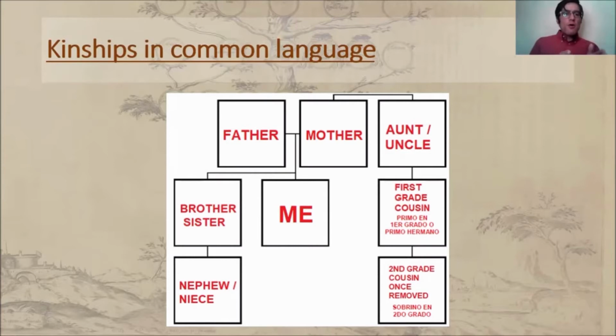Why hermano or sibling? Because they are the sons or daughters of the sibling of your mother or father. That is why it's called primo hermano, or literally translated, sibling cousin. That is a term that does not exist or is not used in English, as far as I know.